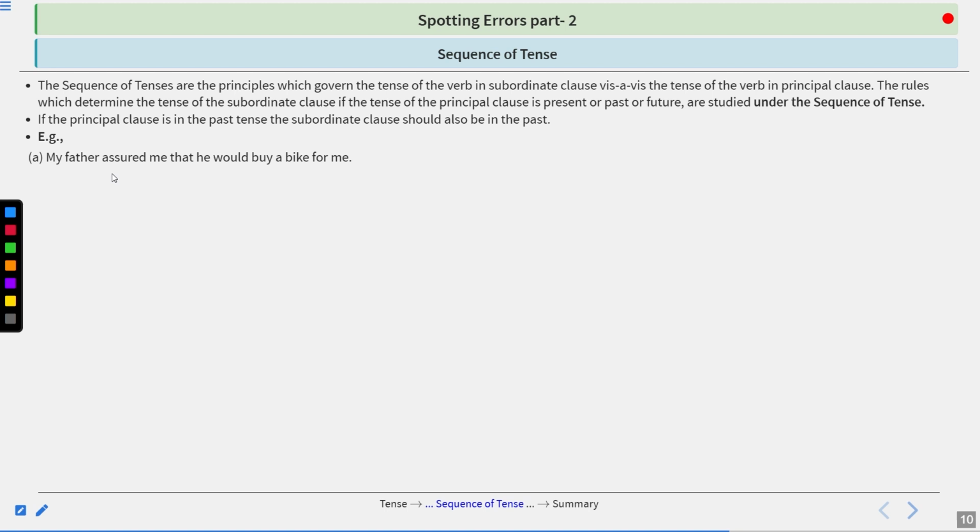Let's understand with the sentence. My father assured is a main clause which is in the past, that he would buy a bike for me. So here that he would buy a bike for me is a subordinate clause, and here we have used would instead of will because in the main clause we are talking about past.